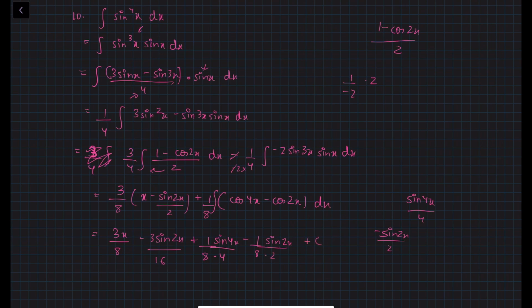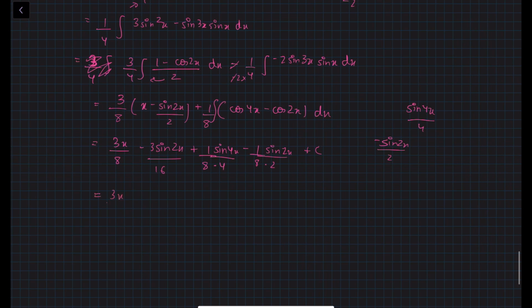And I'm just gonna clean this up. It becomes 3x over 8 minus 3 sine 2x. Again, the answer may be different from the book, but it doesn't really matter as long as it's correct, because they will be interchangeable by using trigonometric identities. And that is the answer.